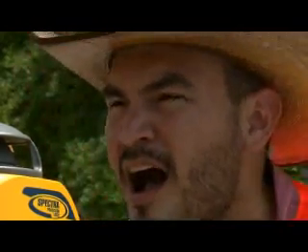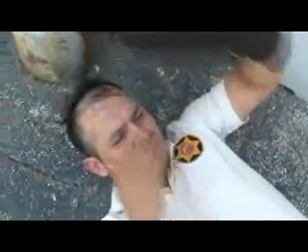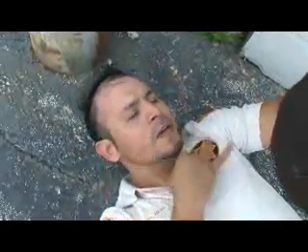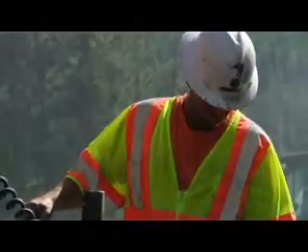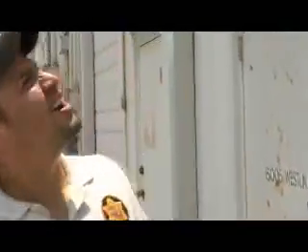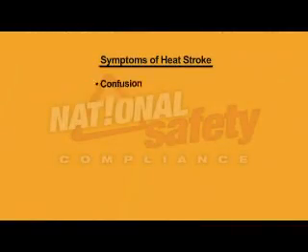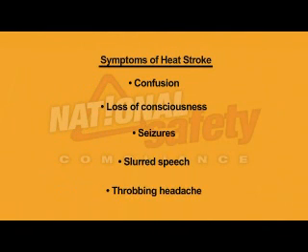Heat stroke is the most serious heat-related health illness. Heat stroke is very dangerous and can cause organ or brain damage and even death. Usually, heat stroke progresses from a milder condition such as heat exhaustion and is generally brought about by an extremely high heat index and dehydration. It can occur when the body's temperature regulating system fails and the body temperature rises to 105 degrees Fahrenheit or higher. The symptoms of heat stroke are confusion, loss of consciousness, seizures, slurred speech, and a throbbing headache.